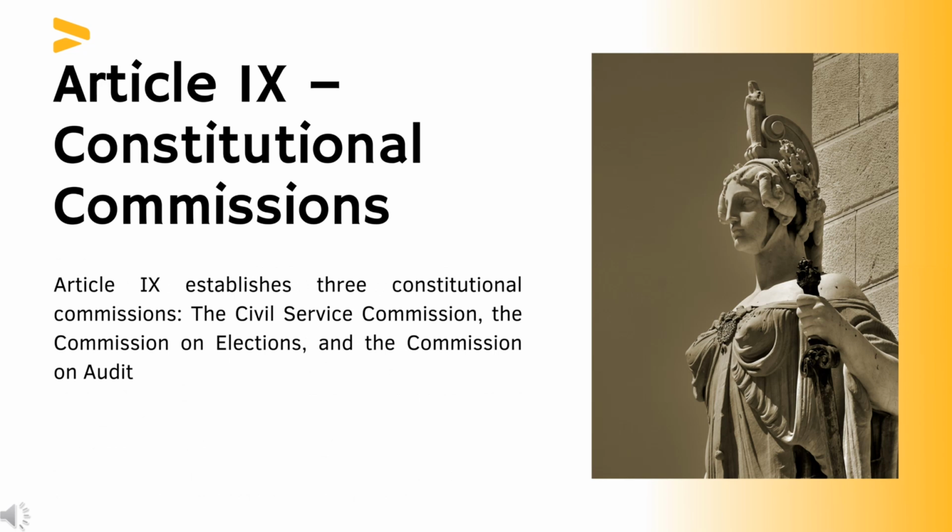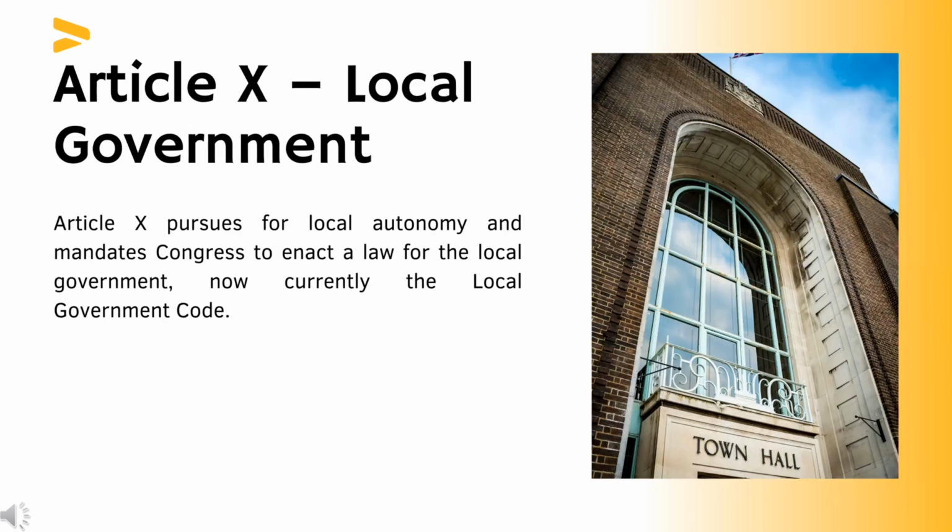Article 9, Constitutional Commissions. Article 9 established 3 constitutional commissions: the Civil Service Commission, the Commission on Elections, and the Commission on Audit. Article 10, Local Government. Article 10 provides for local autonomy and mandates Congress to enact a law for the local government, now currently the Local Government Code.